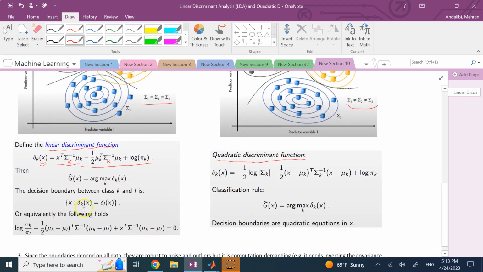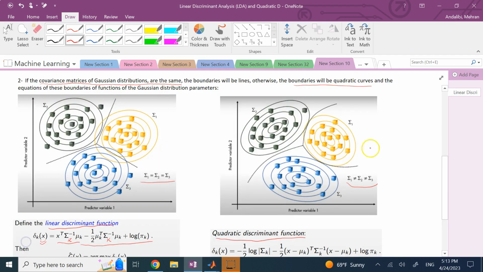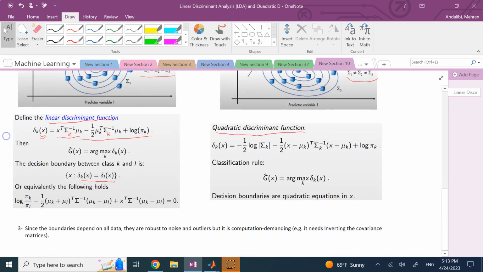And if I set it equal to the linear discriminant function for another cluster, if these two delta functions are equal, that is where these probabilities are equal, and that is where the boundary lies, right? So all of the x points for which these two deltas are equal, those are the boundary points. And if we set them equal and bring everything to one side, then clearly the equation of the boundary is going to be this guy here, right?